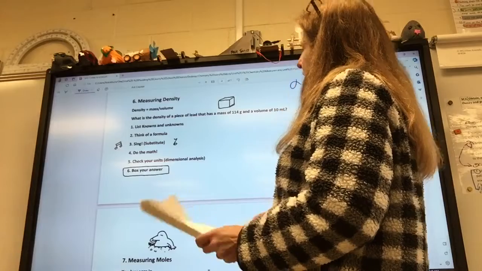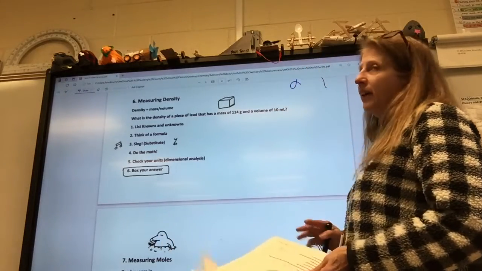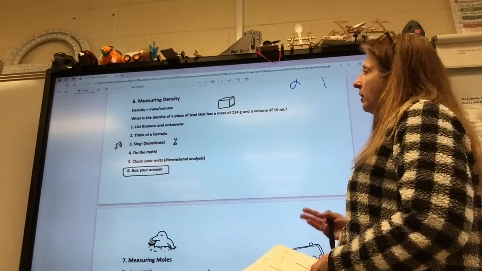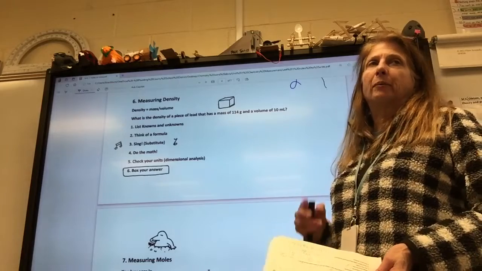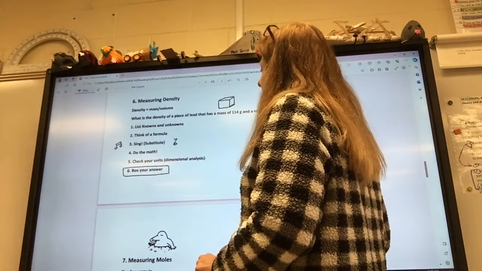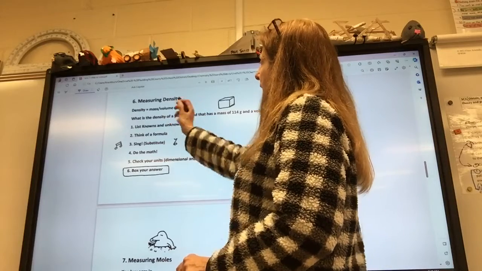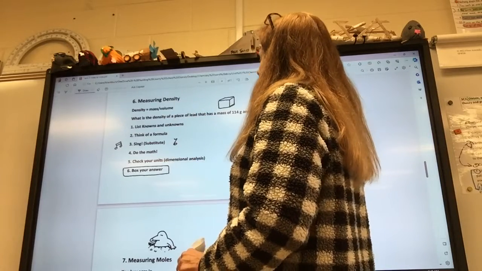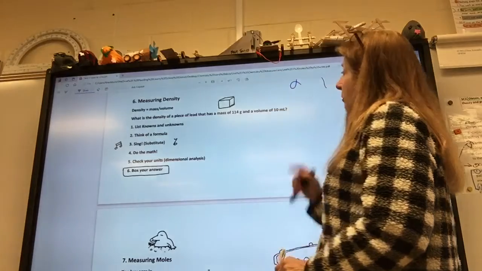Okay, so one of the first things we're going to do, we have to have some math to practice. Density is a physical property of chemicals. And so our first little math thing we're going to learn is about density. The formula for density is mass divided by volume. And here is a problem we're going to do.